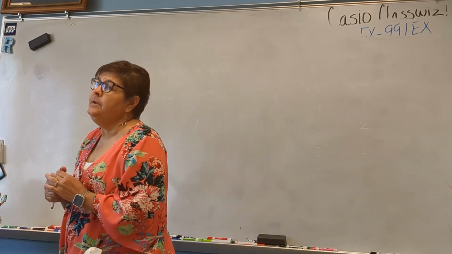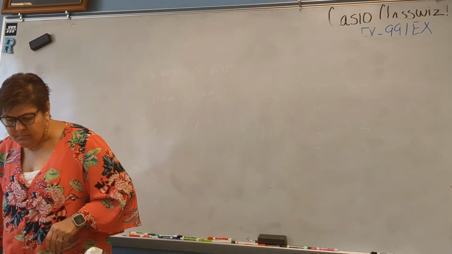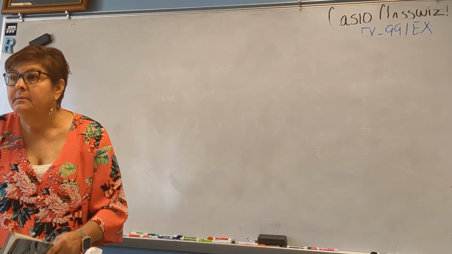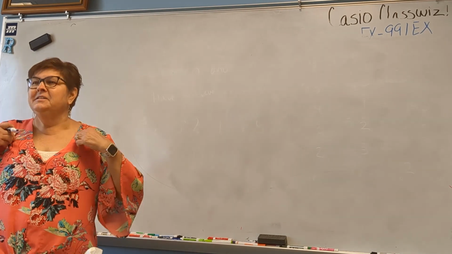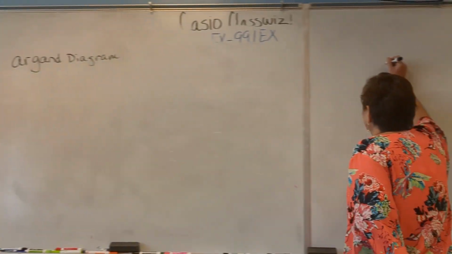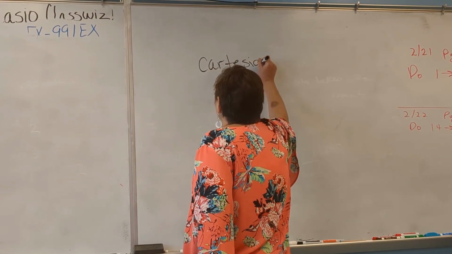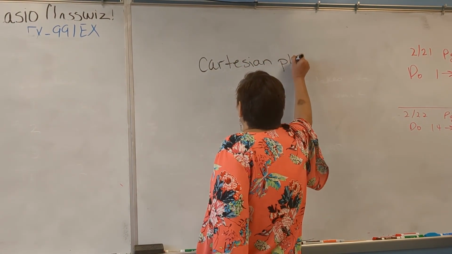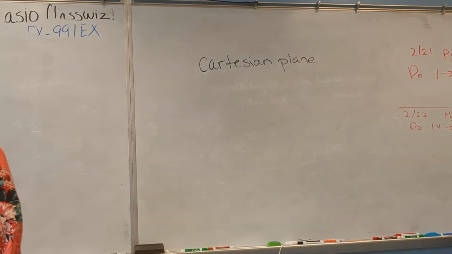We are going to be working with the graphing aspect. Notes time. What we normally draw on when we're graphing something is called a Cartesian plane.